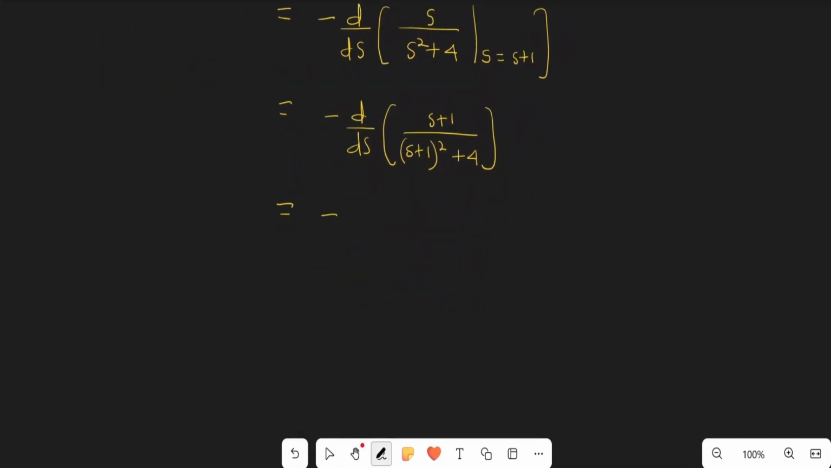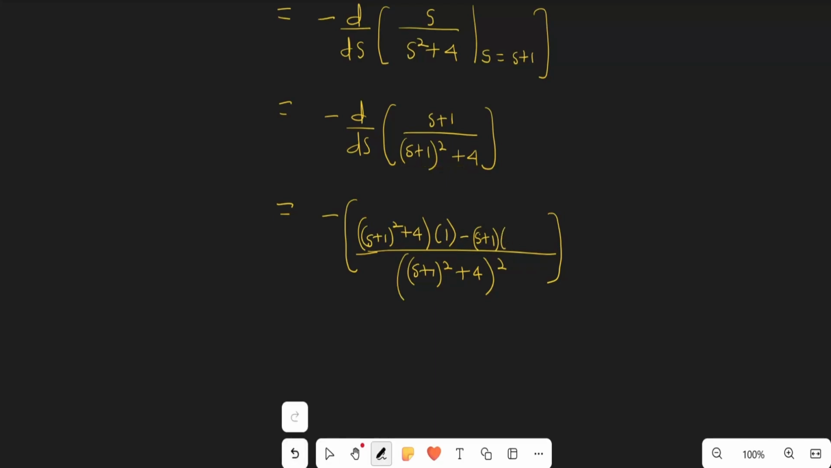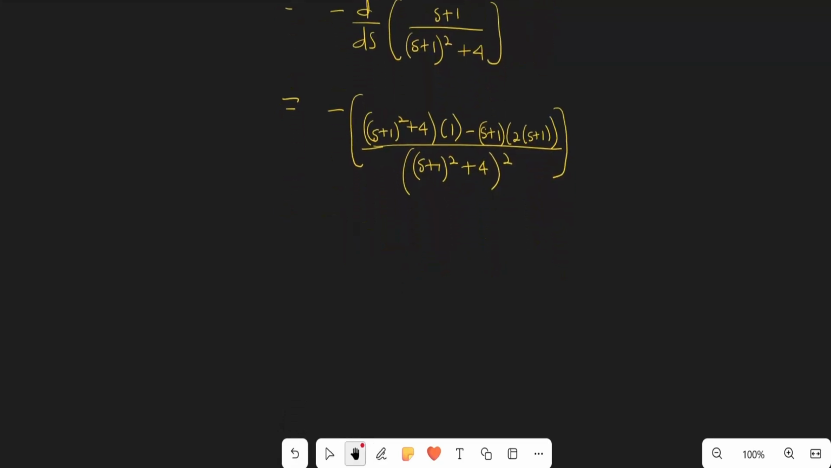Alright, so this one is going to be negative into, now let's differentiate this using the quotient rule. So you have s plus 1 all squared plus 4, all of this squared, right? And the numerator is going to be, we are going to keep s plus 1 all squared plus 4 constant, and we differentiate the numerator with respect to s, which is 1, minus, we are going to keep s plus 1 constant, and then we differentiate the denominator with respect to s, and doing that is going to be 2 times s plus 1, like this. So now let's simplify the numerator.